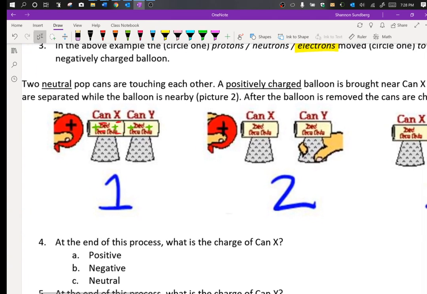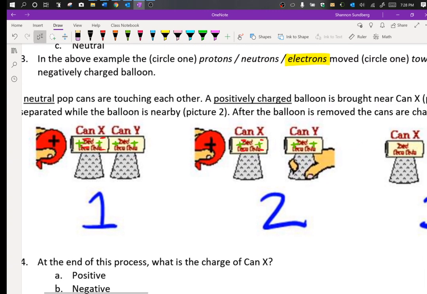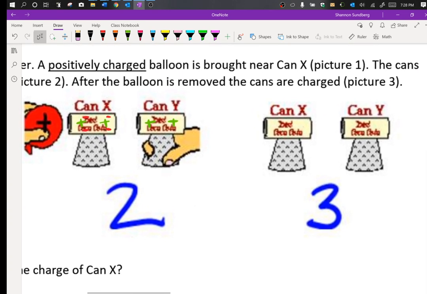Well, I kept that balloon there, and I separated can X and Y in that second picture. So again, let's draw our protons here, and let's put our electrons on can X. So you can see that there's definitely a buildup of charge on can X. And then it says after the balloon's removed, the cans are charged. So I'm going to copy those charges from picture 2 onto picture 3. So again, draw my protons here, 1, 2, 1, 2. And then I'm going to put my electrons on can X.